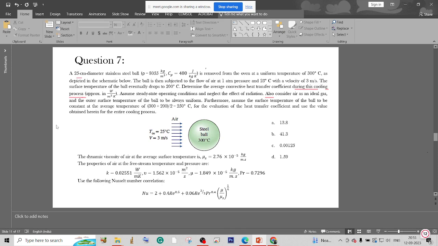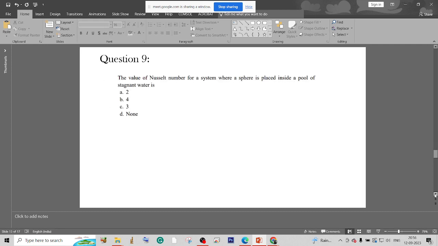How much is it coming? 5191 joule per second, so this will be 5190 somewhere. Yeah, so this will be seconds. So this is option B. Yeah, done. Now this part is also done.